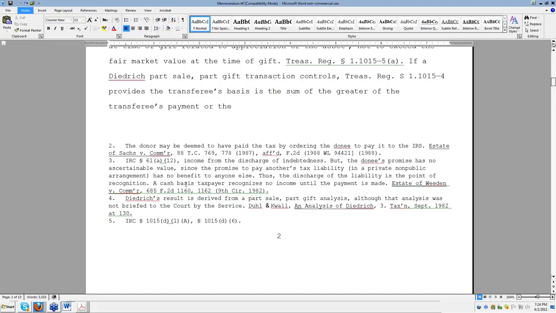By ordering the donee to pay it to the IRS, which was this case, Sachs versus Commissioner. Yeah, it's 88, that's Tax Court. This is a Tax Court decision. I have all these cases. I'm going to give them to you. Those will be uploaded to me, and they will be provided in the file transfers with the webinars and the transcripts. If you read these, then you'll understand how they're ruling on this stuff, but you're not claiming this stuff. You're abandoning all this.